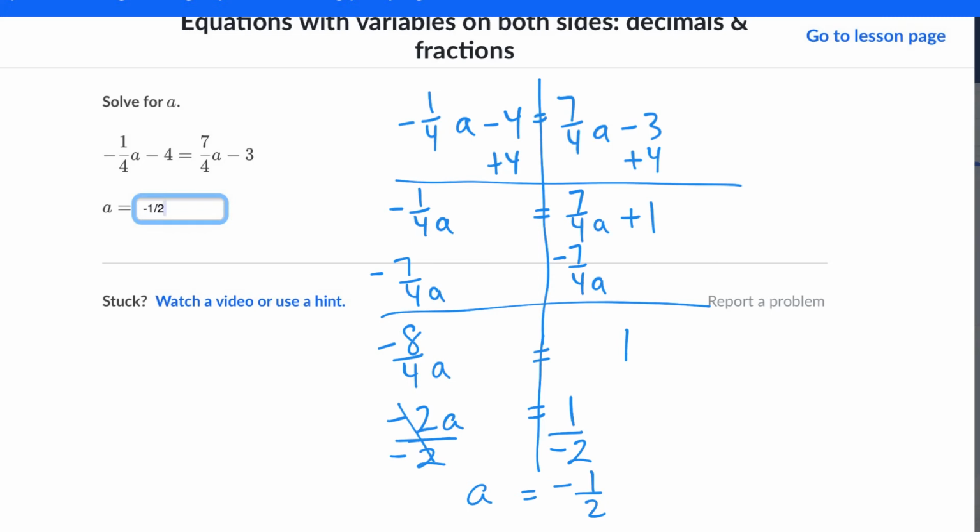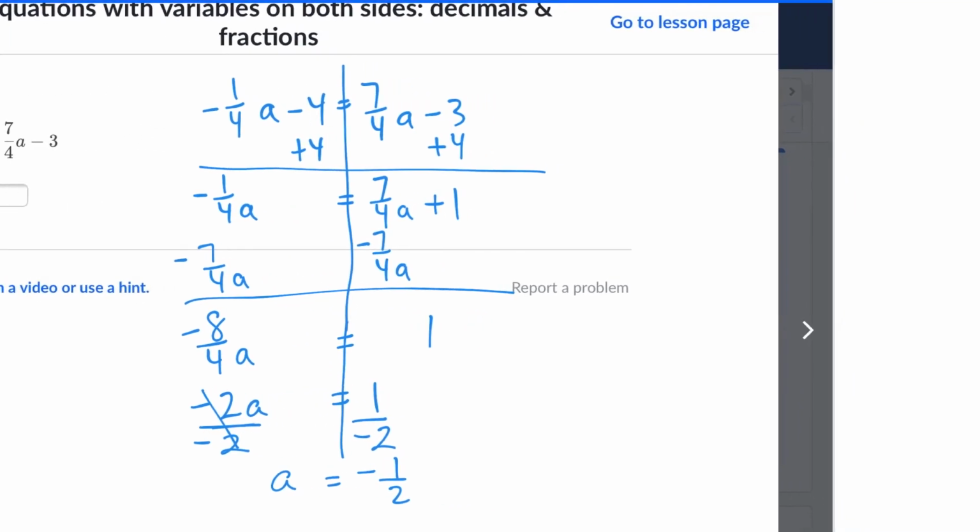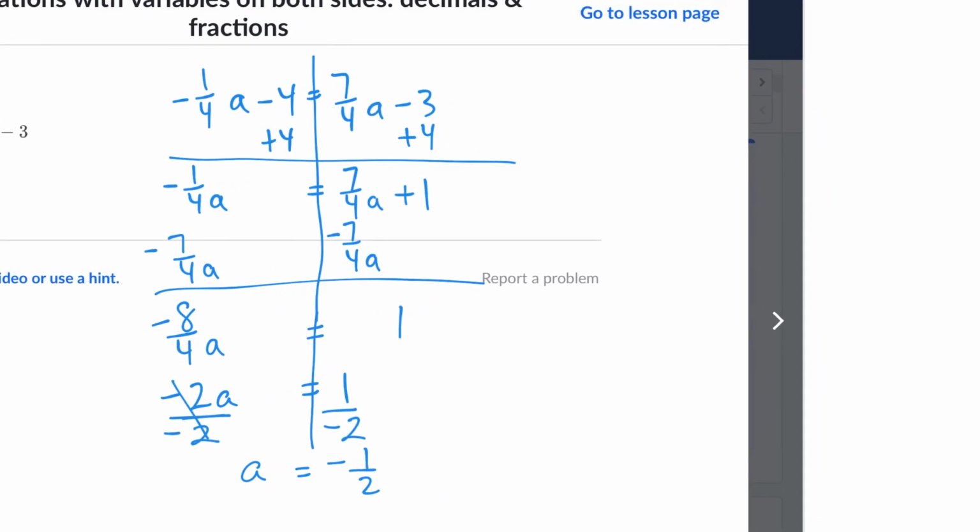And at this point, I'm wondering, is my answer correct? I'm a little bit nervous about this because it's a little unusual. So what I'm going to do is check my answer before it even gets checked. This is how you do it. I have negative 1/4 times a, and I'm saying that a is negative 1/2.